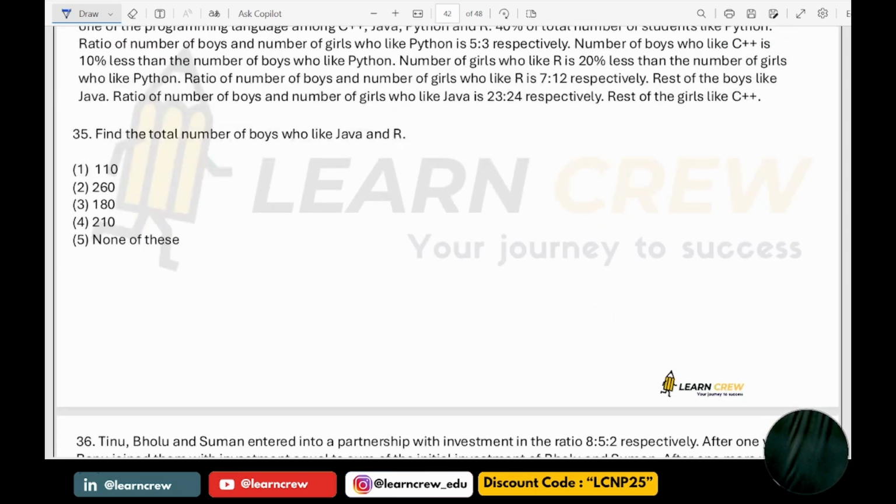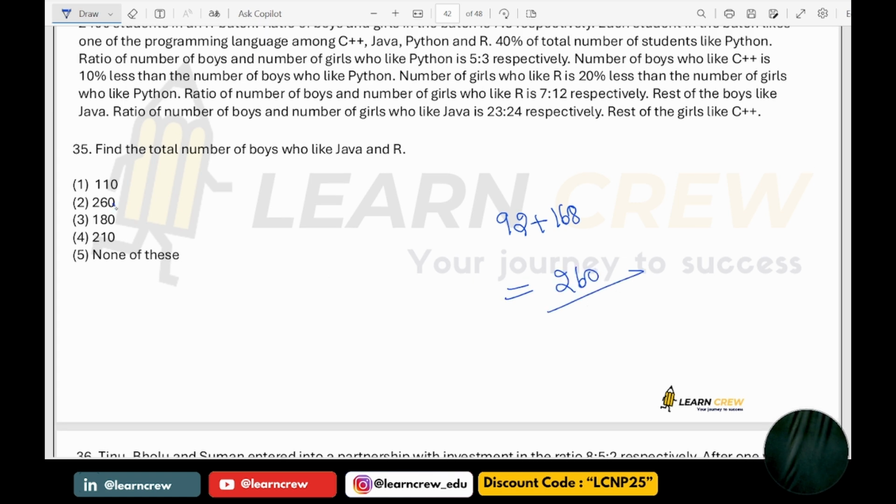35. Find the total number of boys who like Java and R. Boys liking Java are 92 and R 168. So the sum of these two would be 260. So 260 is the answer.